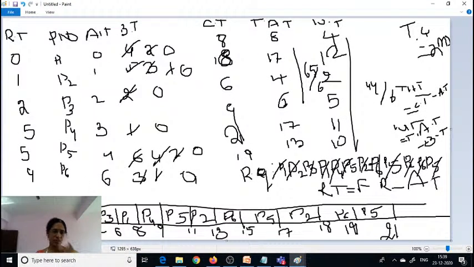How many context switches are there here? 1 2 3 4 5 6 7 8 9 10 11 12. That means 11 context switches, since the last one closes. So 11 context switches are there.